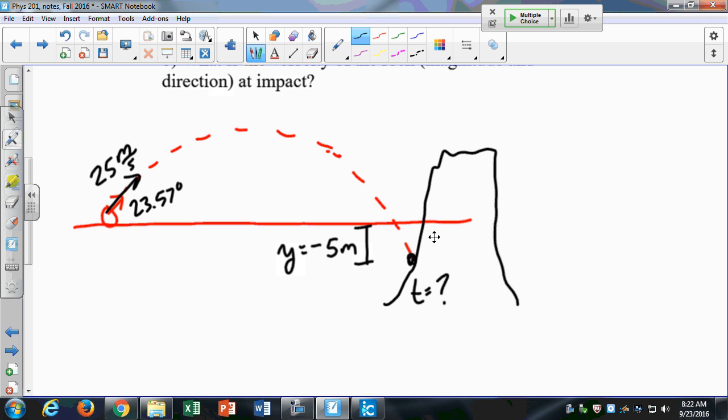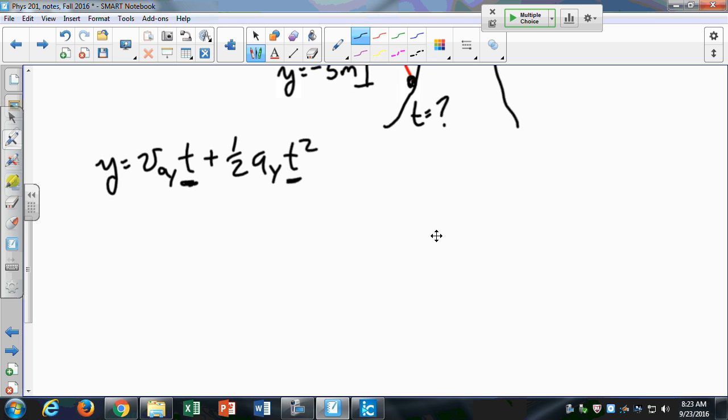over here. We can take this equation, y equals v naught y times t plus 1/2 ay t squared. And I know y, I know v naught y, because it's just this times sine of this. I don't know t, I know ay, and I do know t squared. So I can put in the values for all those, and I'll go ahead and do it. I get y is -5. V naught y it turns out to be 10 meters per second times t minus 5 t squared.